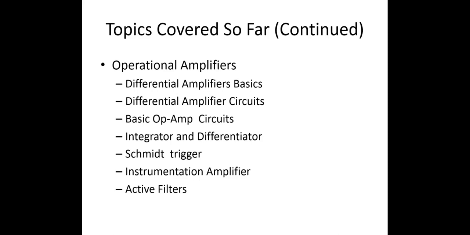Then we discussed various applications of op-amps, like summing amplifiers, subtractor, voltage follower circuits, integrator, differentiator, Schmitt trigger, comparator, and the instrumentation amplifiers, and finally the active filters. We also discussed the frequency limitations of these op-amps. We discussed the concept of slew rate, and we also discussed the non-idealities in op-amps like offset currents and offset voltages.